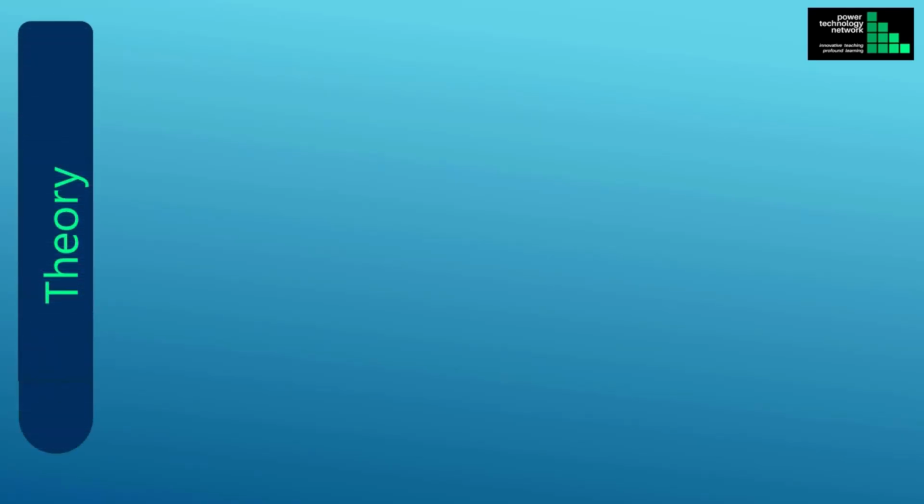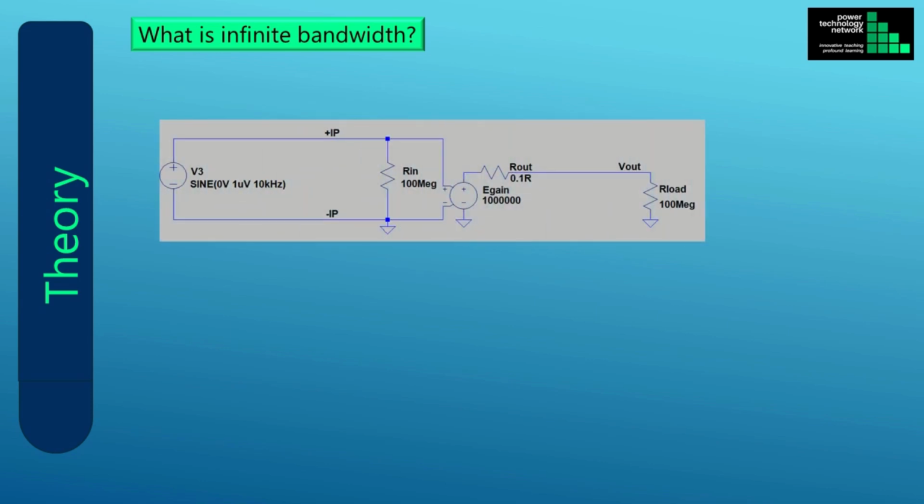So, what is infinite bandwidth? This is the model we have already introduced. We already said that this model has infinite bandwidth. What this means is that the op-amp passes all signals at any frequency without any attenuation. This is not possible for any real op-amp. A real op-amp attenuates signals above a certain frequency, which is the bandwidth of the op-amp.